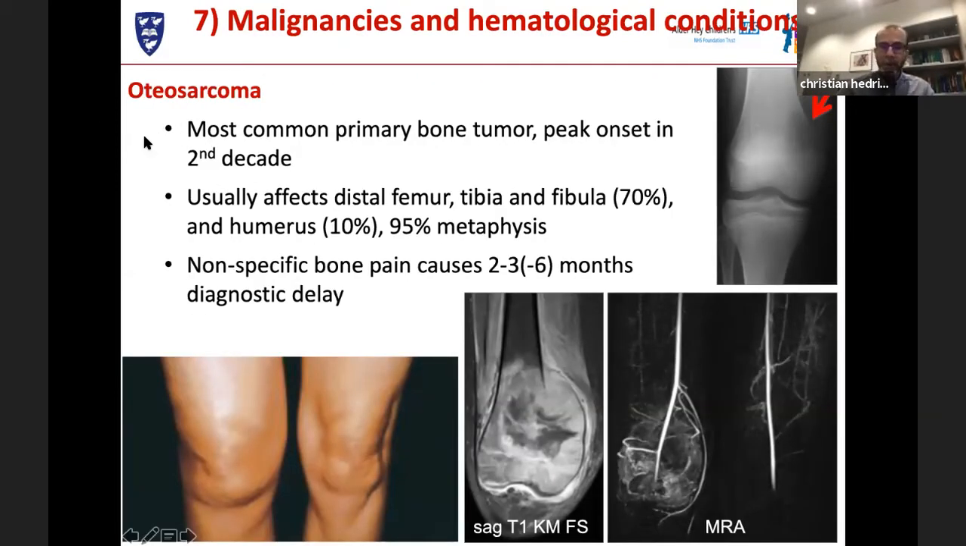Osteosarcoma is the most common primary bone tumor with a peak onset in the second decade of life. It usually affects the distal femur, tibia, and fibula, and these three locations make up 70% of all patients. Humerus can be affected as well in about 10% of all cases, and it usually affects the metaphyseal region of those bones. And as you can see in this picture, sometimes osteosarcoma can come along with huge swellings around joints, which is why initially colleagues may think of arthritis. And as it initially also causes very non-specific bone pain, it can take months until a final diagnosis has been made, and up to half a year has been reported.